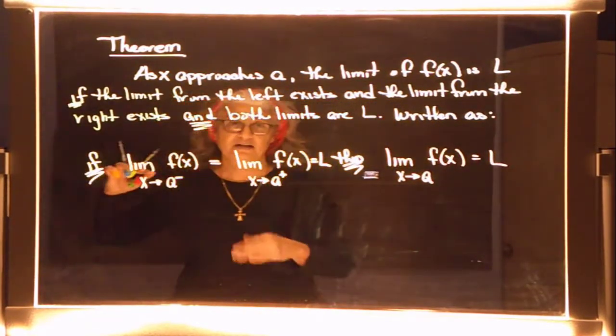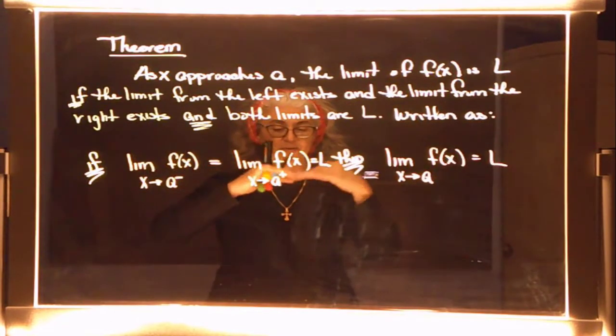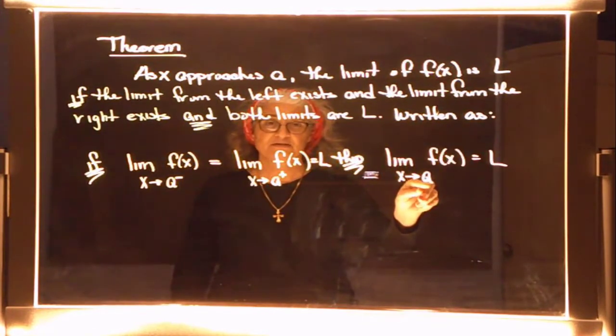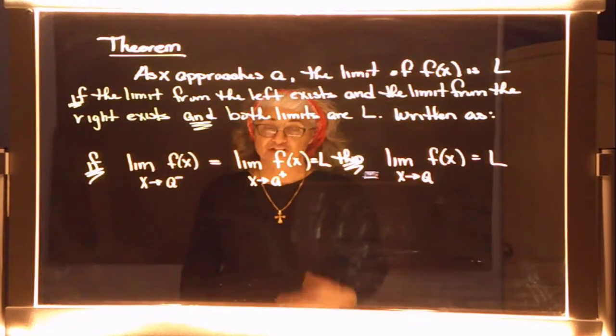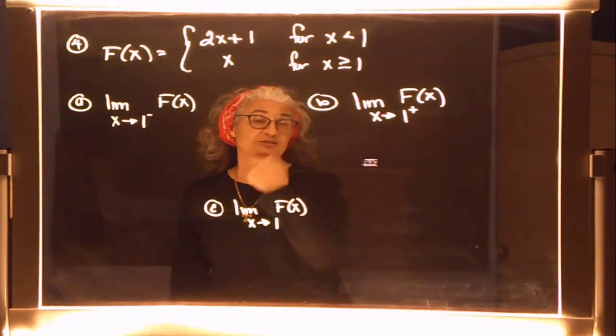The limit as you're looking from the left and then from the right, if they're both approaching that same y value, then the overall limit L is that y value. Good? Stay tuned, I've got an example. So let's look at this fourth problem.